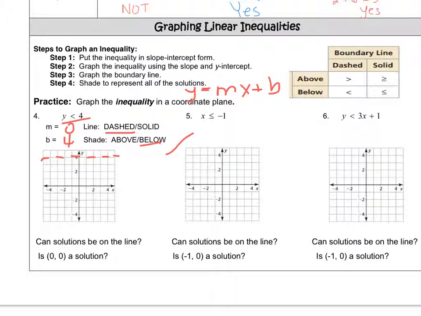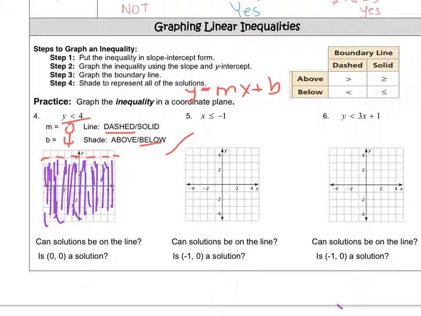Less than is below. So I'm going to shade all the way up there to the line below. And that's my answer. I could have also put this into the y equals of the calculator and changed, instead of an equals, into a less than, and the calculator would have graphed it for me as well.